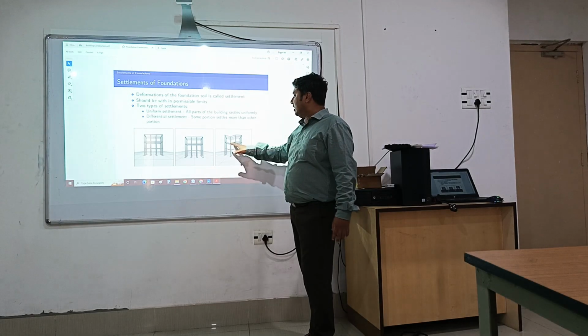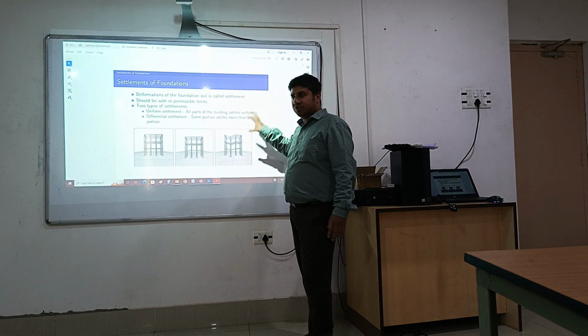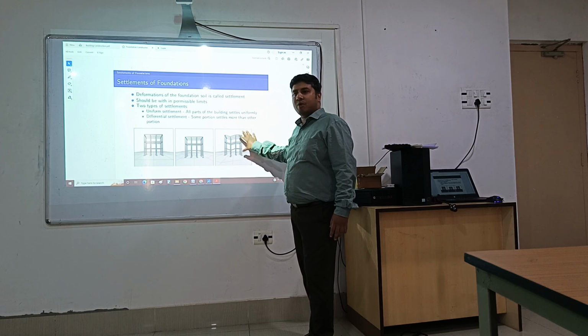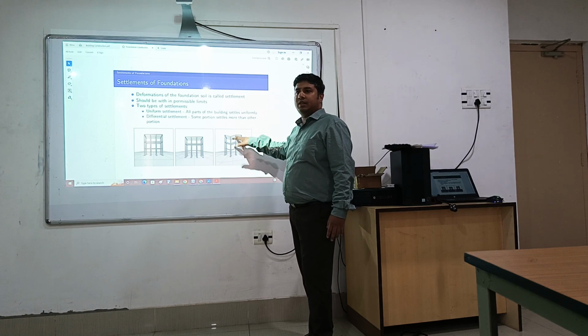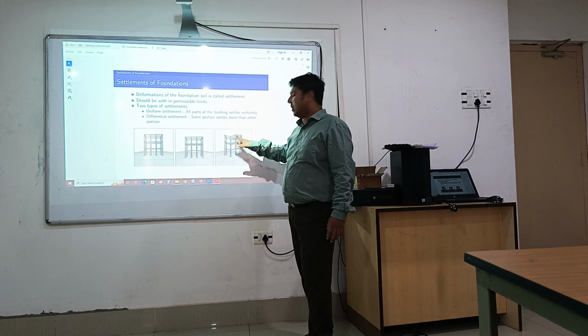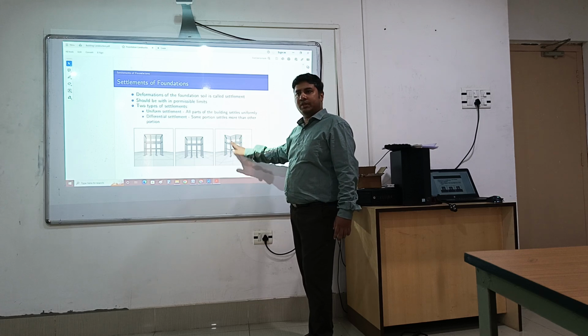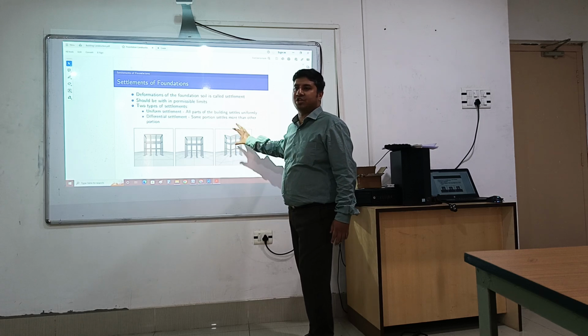As you can see, this will hamper the main frame of the structure, and because of that there may be problems in the beam-column joints. They may act as weak points, and this will be responsible for the collapse of the structure.